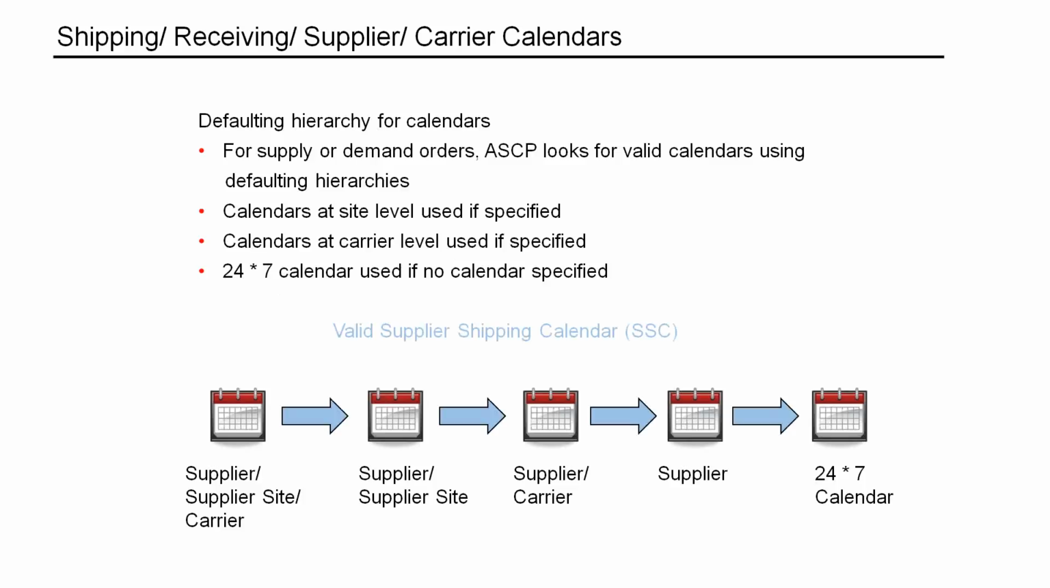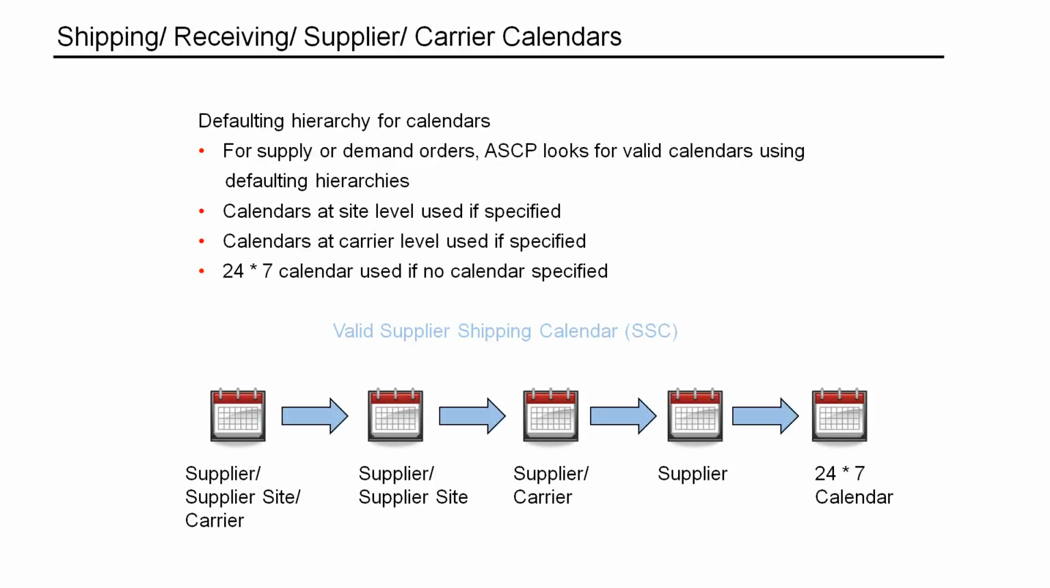The calendars. This is the last portion of ASCP. There are different kinds of calendars which are considered in ASCP and which can be used very effectively, like the carrier calendar, the supplier capacity calendar, the organization calendar, the organization receiving calendar. All these calendars play a very good role for ASCP to suggest the planned orders. As we see, there is an order in which the calendars are honored.